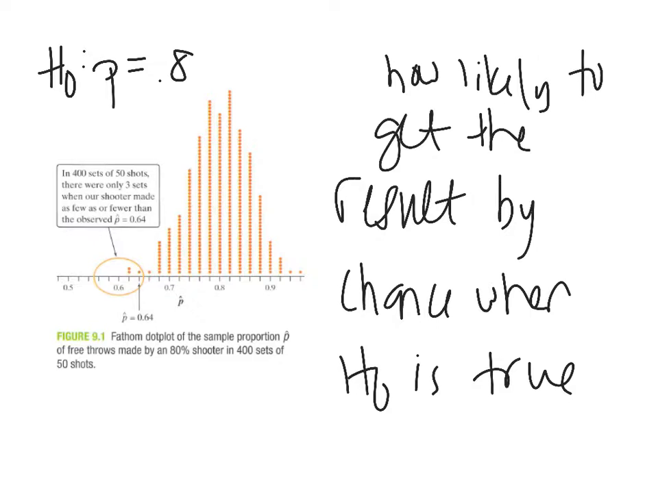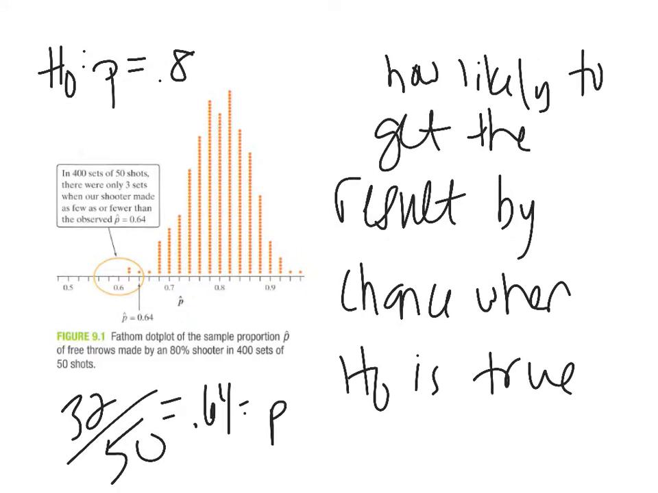So what you have here is the Fathom software, and this is a dot plot of free throws. 50 shots, and there are 400 sets. Let's say we have this basketball player, and he takes 50 shots and makes 32 out of 50 of those shots, which means our sample p hat here is 0.64. 0.64 is kind of far off from 0.8, but is it strong enough evidence to say that the 0.8 is wrong, that we would reject that null hypothesis?